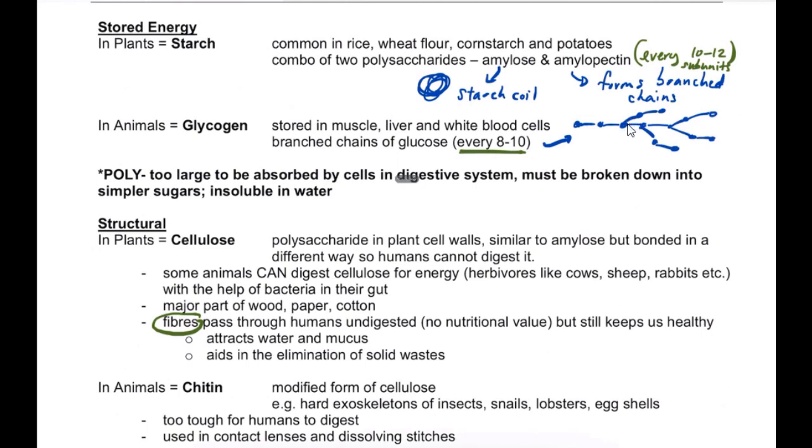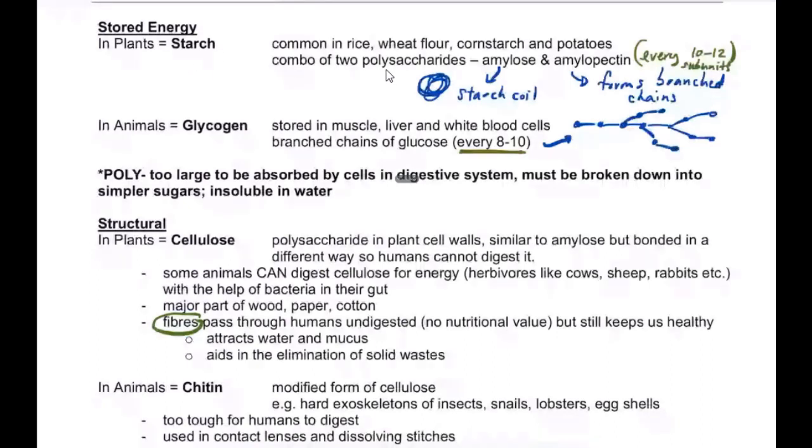The main difference between how a plant stores its sugar and how animals store their sugar like us is how branched they are. So this one's every 10 to 12 subunits, so you'd have 10 or 12 of these before you have a branch. And here there's more branches in a glycogen, so every 8 to 10. So that's the main structural difference. I don't really need you to memorize that. What I need you to memorize is that it's stored energy. We call it starch in plants. We call it glycogen in animals. That's the main thing. Where would you store it in plants?